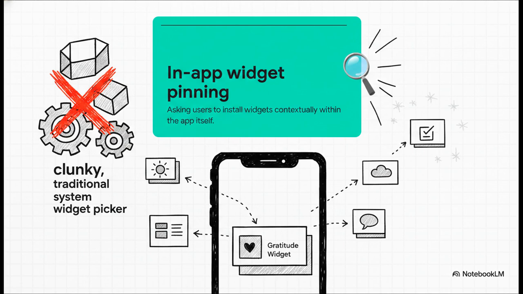To solve this, Gratitude used in-app widget pinning. Instead of hoping users stumble through the clunky system widget picker, they used a bottom sheet to prompt users to install the widget right at a contextually relevant moment inside the app, capturing them exactly when they're most engaged.